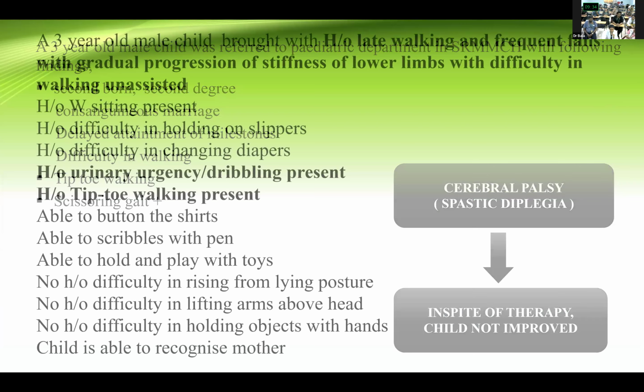Reflexes: there were exaggerated deep tendon reflexes with plantar showing bilateral extensor response with a positive Babinski sign. Sensory system: the child was able to perceive pain, cerebellar functions were normal, and other system functions were normal.